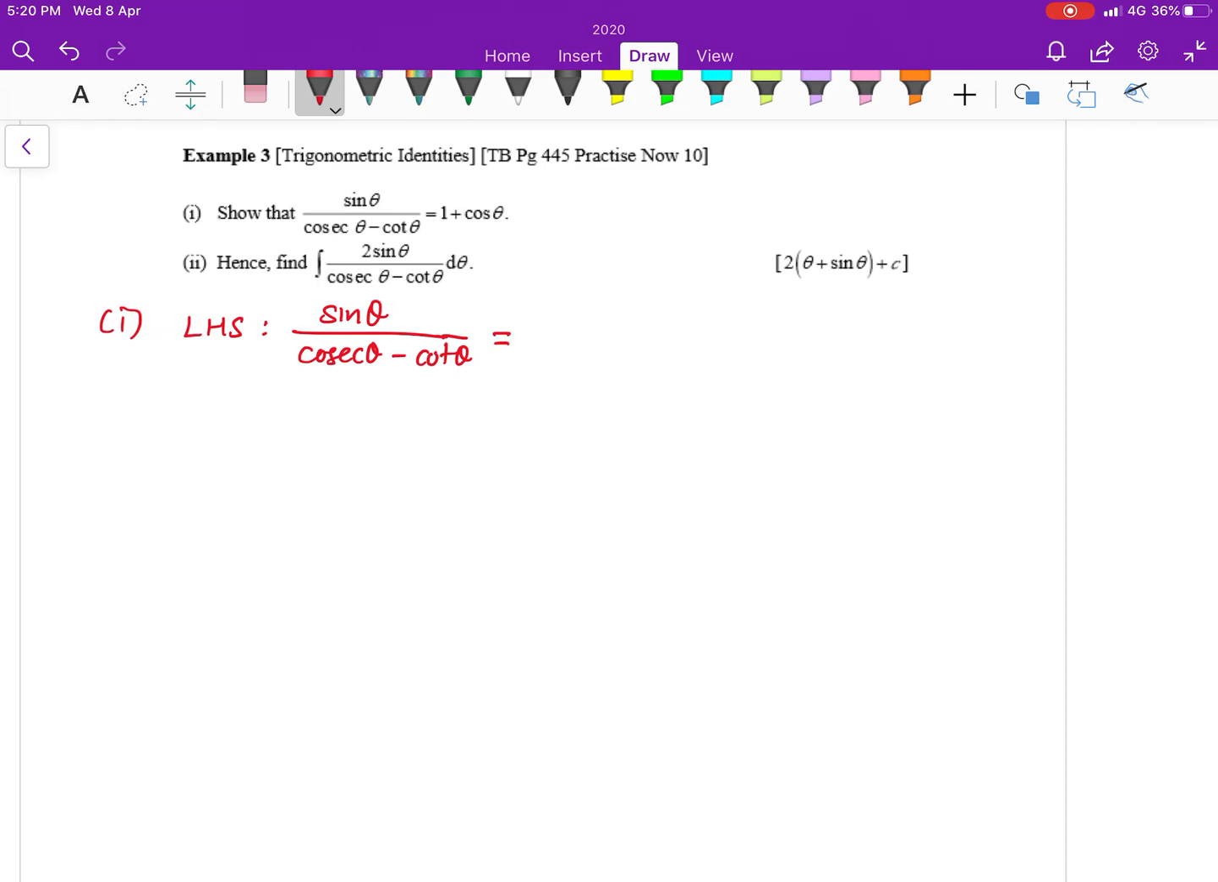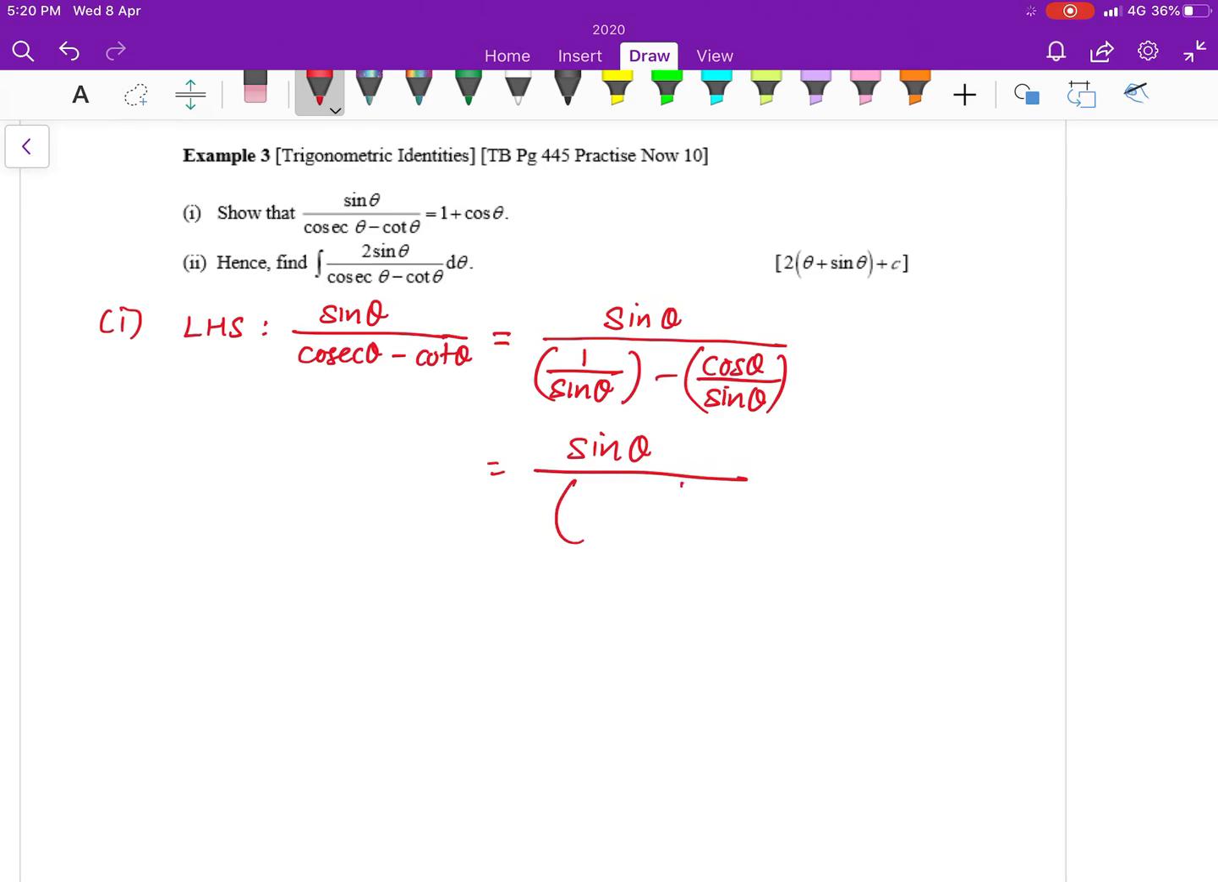So after thinking through, because there's a sine at the numerator, there may be some cancellation or a trigo identity can be formed if I change this to 1 over sine theta, and if I change this to cosine theta over sine theta. Okay, because I think a few steps ahead, I foresee that this will work. So I'm dividing by 1 minus cosine theta over sine theta.